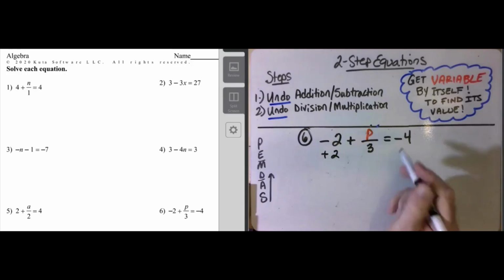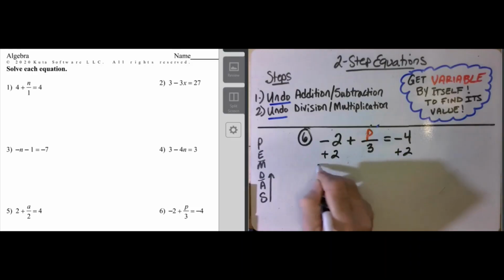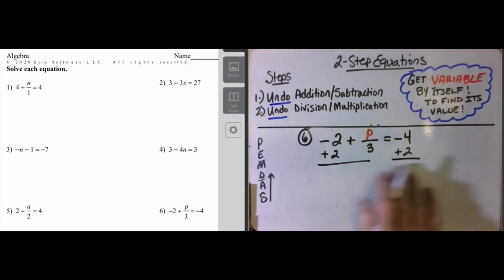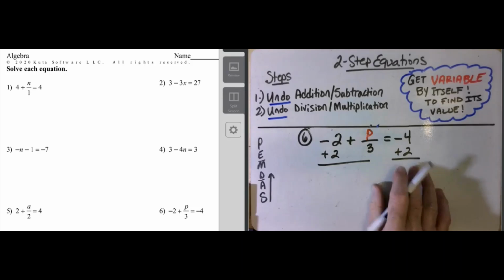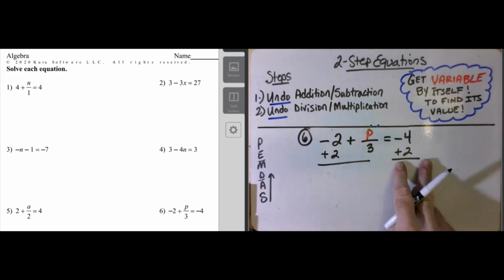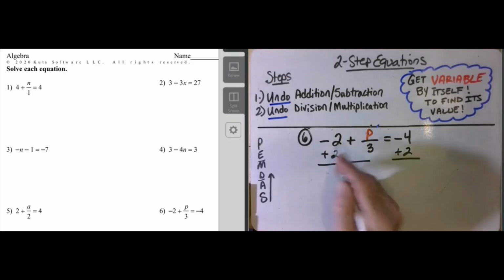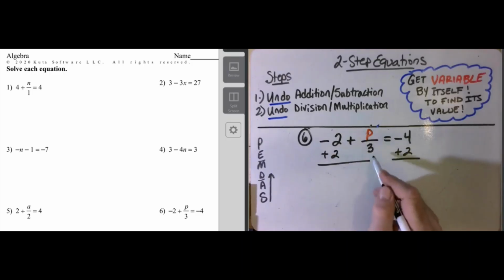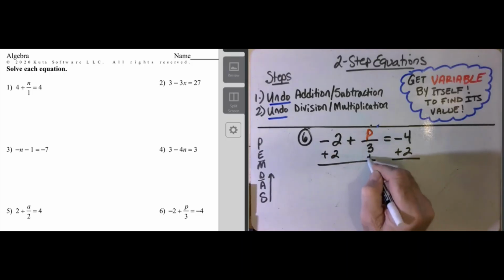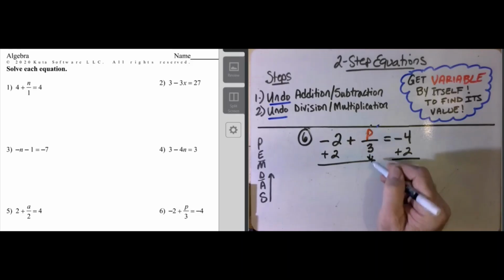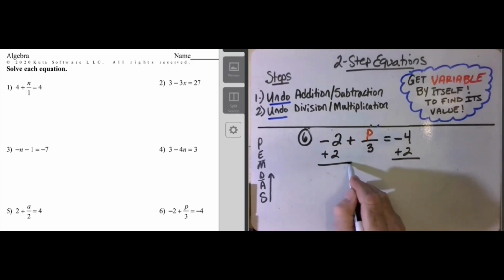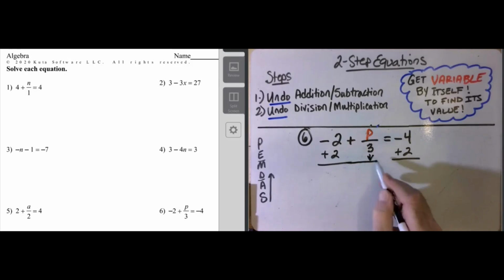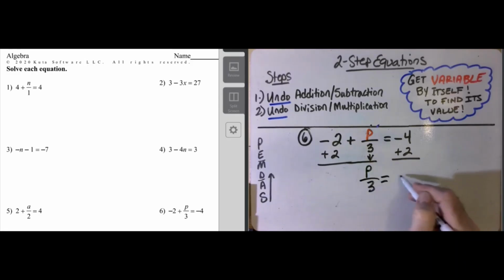We're going to add 2, and whatever we do on one side, we have to do to the other. Always being nice and neat, being organized, we have 2 separate math problems, one on each side of the equal sign. A -2 plus 2 is 0, so that moved it over to the other side. There's nothing to add or subtract to the p over 3, so let's bring that down. P over 3 equals a -2. -4 plus 2 is -2.